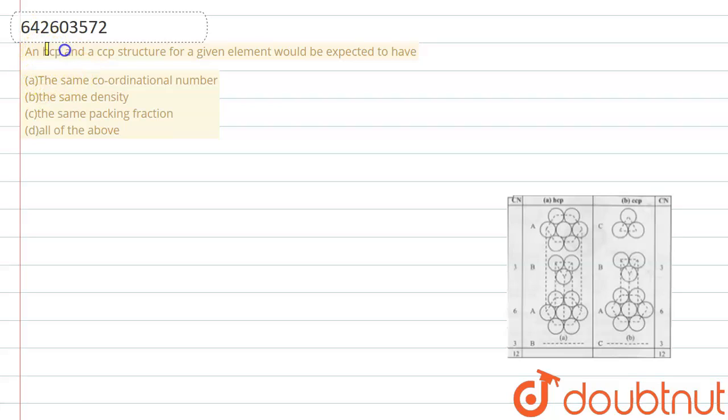Hello everyone, this is a question. Let me explain it to you. An HCP and a CCP structure of a given element would be expected to have which of the following? The first option is saying the same coordination number.